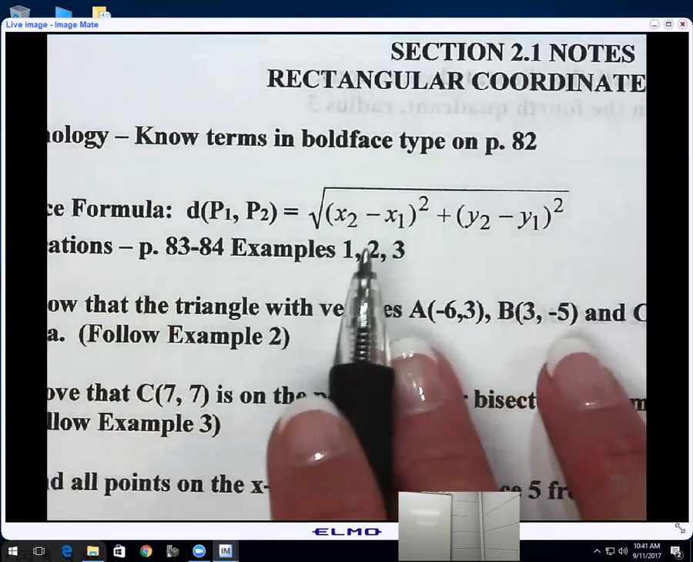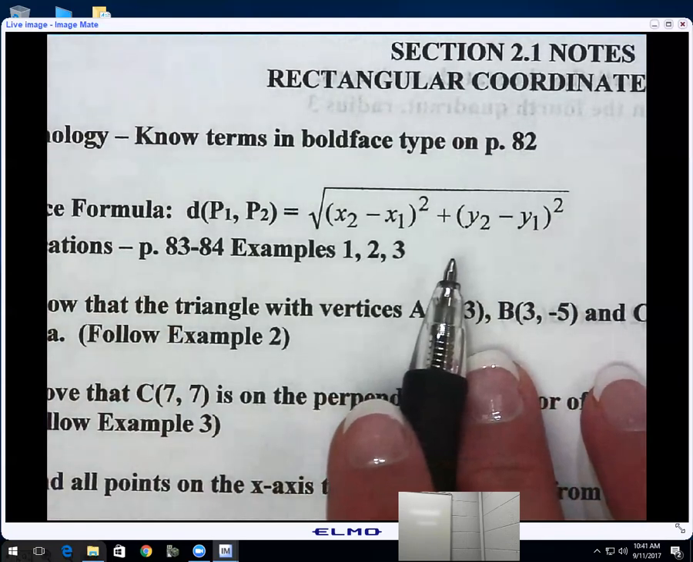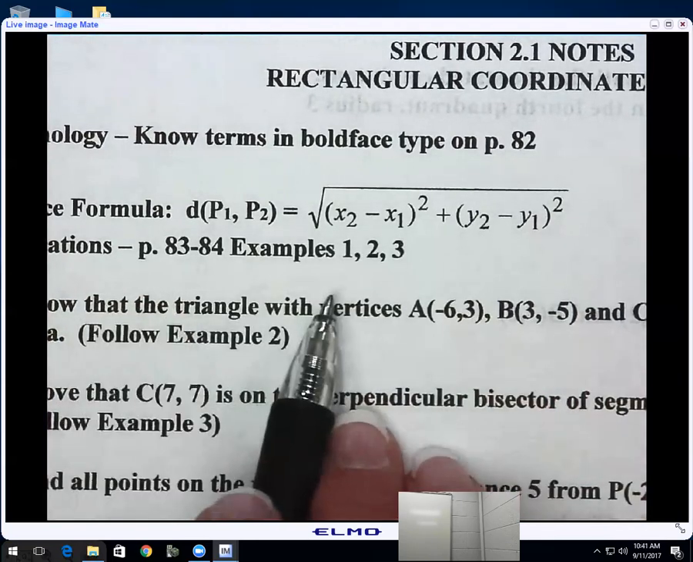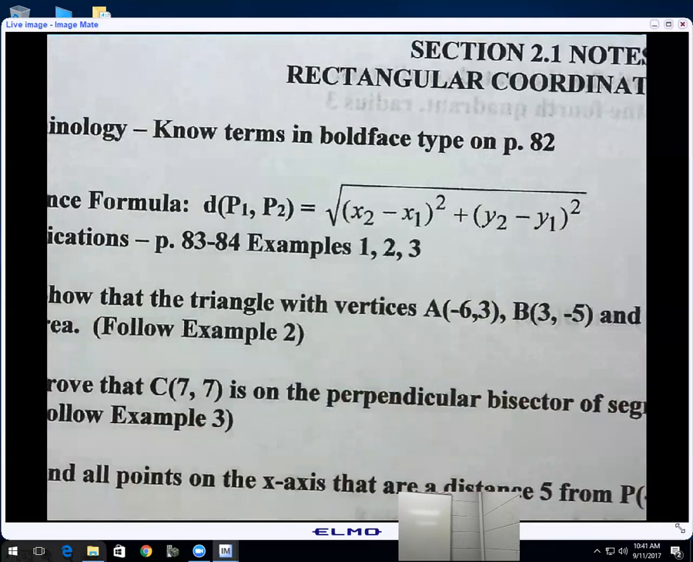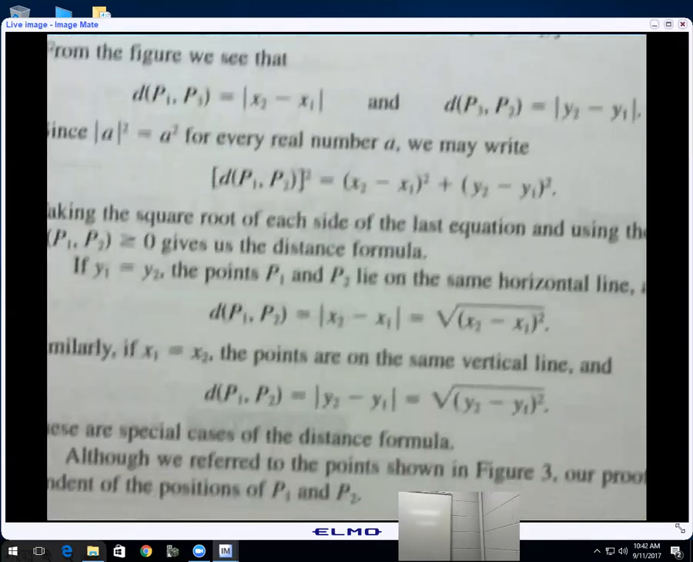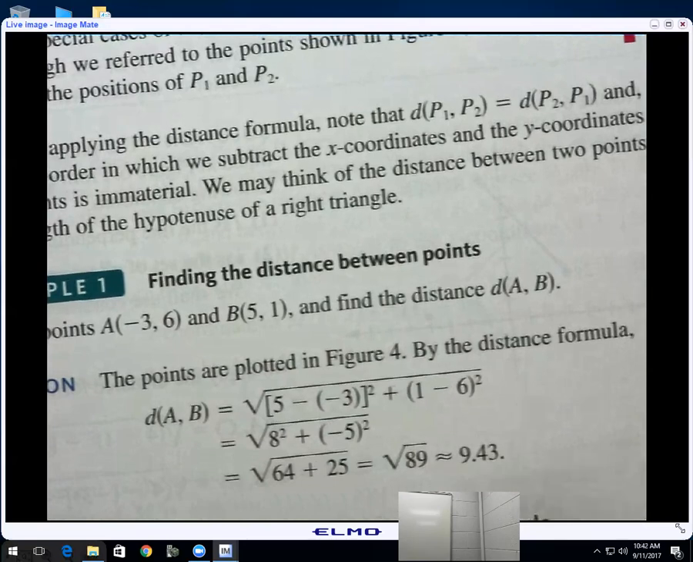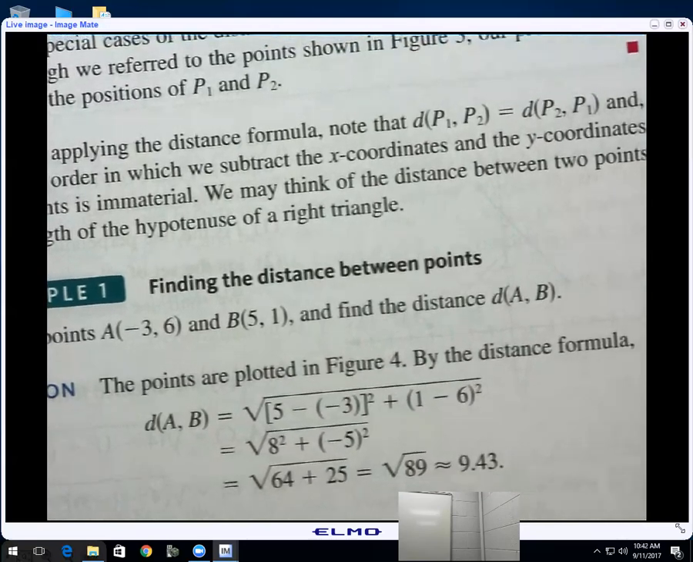You just plugged the two ordered pairs into the formula and told me what the distance was. We didn't do anything different with it. Examples 1, 2, and 3 in the book are like that. Example 1 just says, here are 2 points. Find the distance. Just plug the coordinates into the formula and boom, that distance is square root of 89.